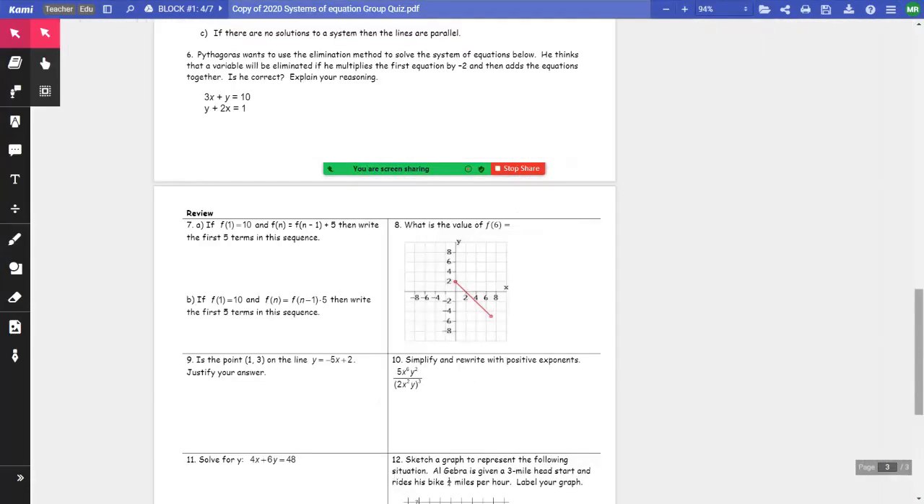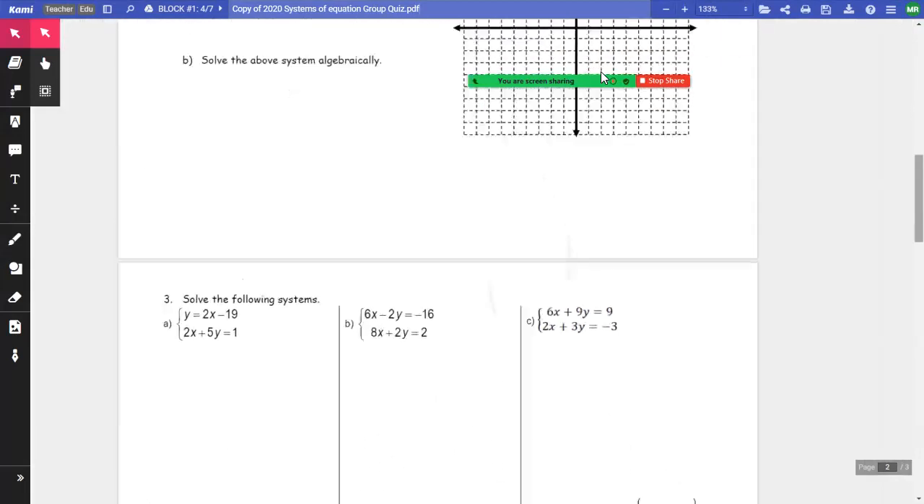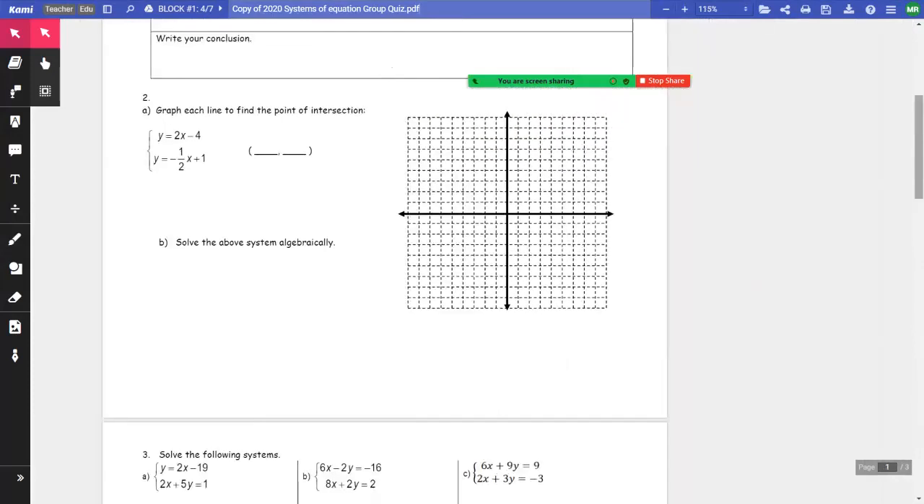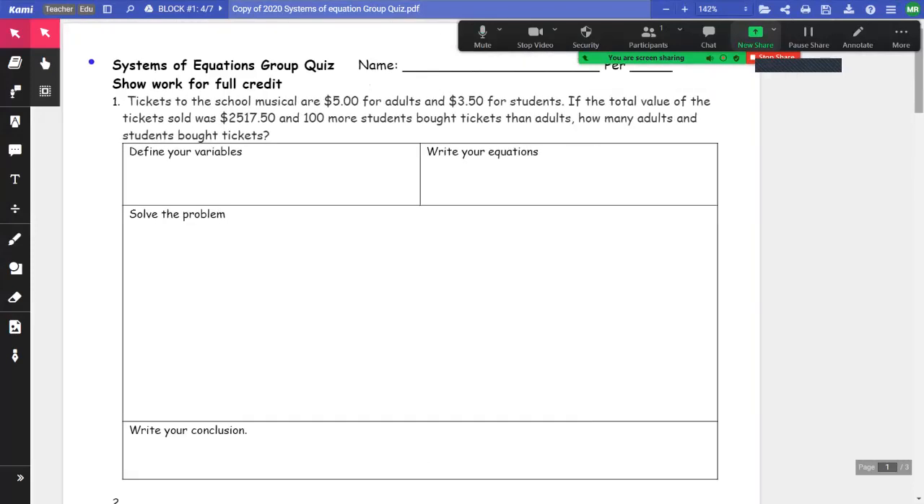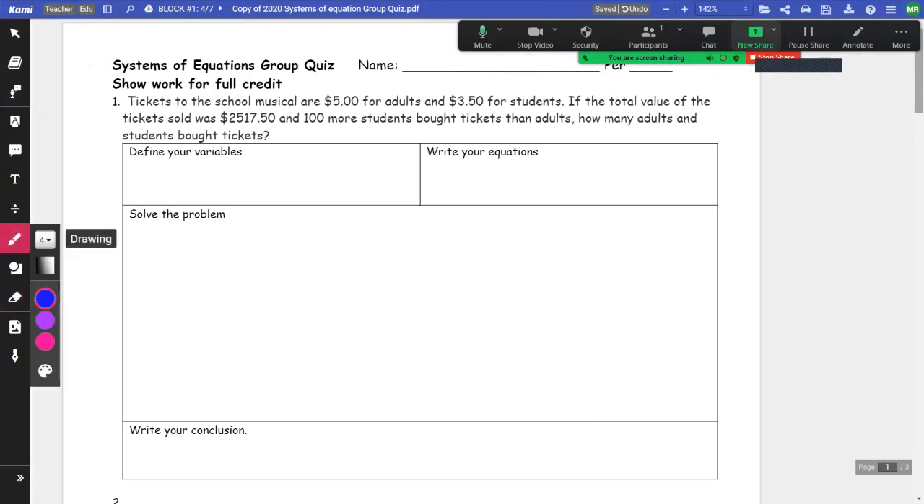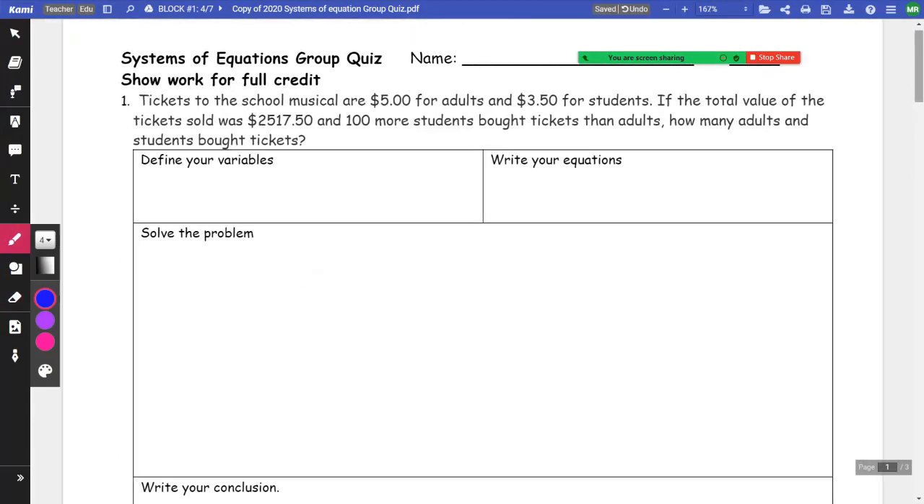So on this worksheet, the very first problem here, we need to define our variables and write our equation. And it says the tickets at the school musical are $5 for adults and $3.50 for students. If the total value of tickets sold was $2,517.50 and 100 more student tickets were bought than adults, how many adults and student tickets were bought?